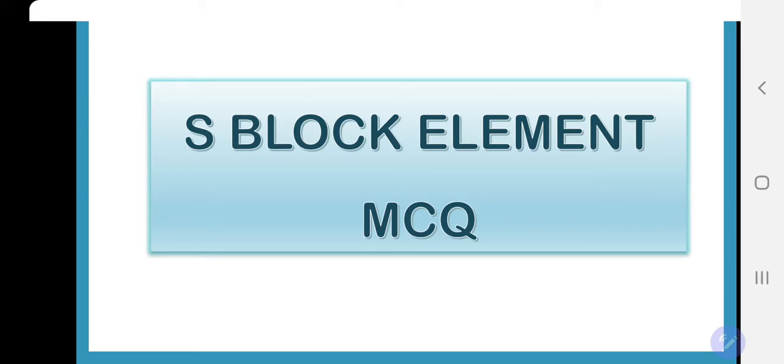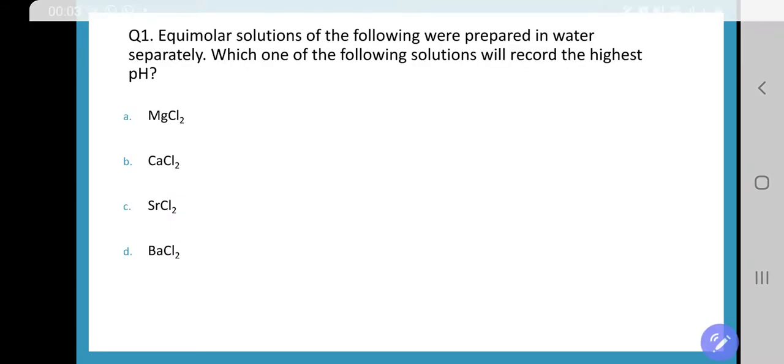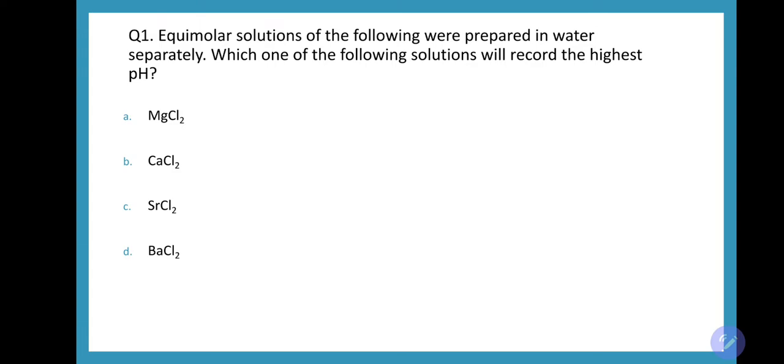As in our previous class, we have already discussed the S block elements. Today we are going to solve some of the basic and important MCQs based on S block elements. So, let's begin. Our first question is: equimolar solutions of the following were prepared in water separately. Which one of the following solutions will record the highest pH?